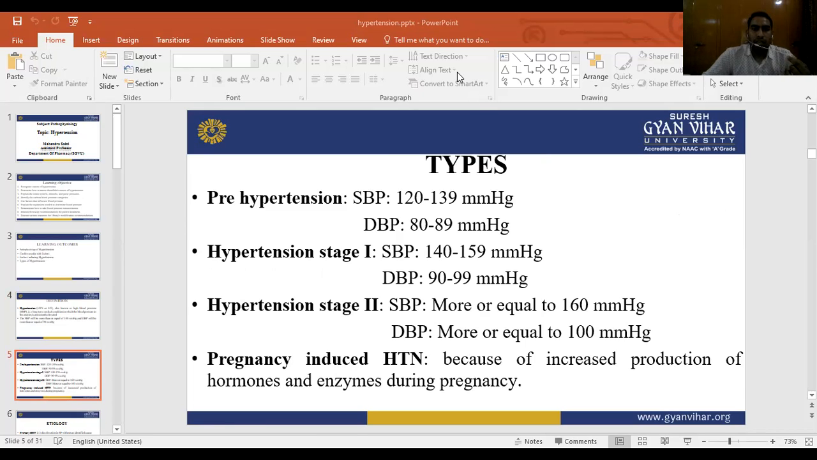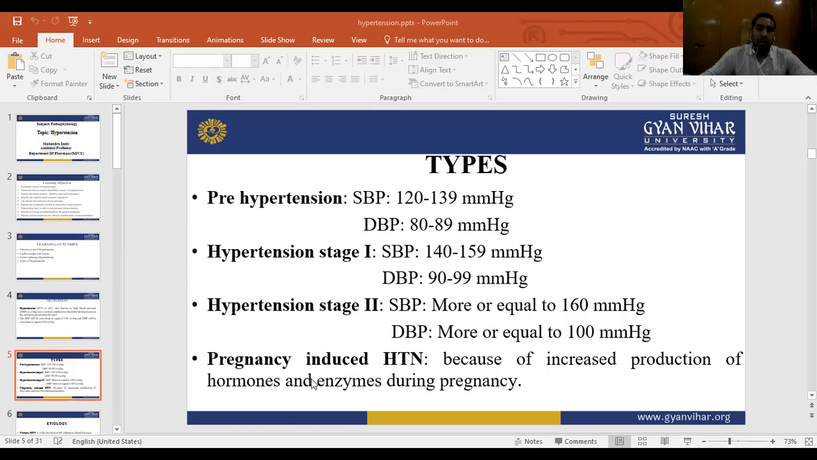pre-hypertension: systolic blood pressure is 120 to 139 mmHg, diastolic blood pressure is 80 to 89 mmHg. Hypertension stage 1: systolic blood pressure 140 to 159 mmHg, diastolic blood pressure 90 to 99 mmHg. Hypertension stage 2: systolic blood pressure more than or equal to 160 mmHg, diastolic blood pressure more than or equal to 100 mmHg.